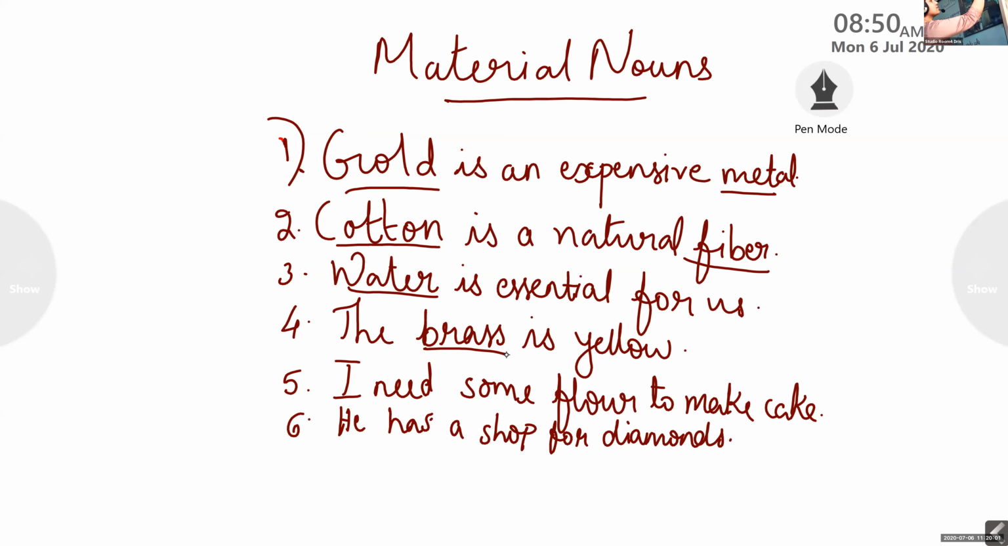Fifth one, Anselin. Just unmute and say the fifth one. Flour. I need some flour to make cake. Flour is the only material noun over there. Leia, the last one, the sixth one. He has a shop for diamond. Diamonds. Very good.